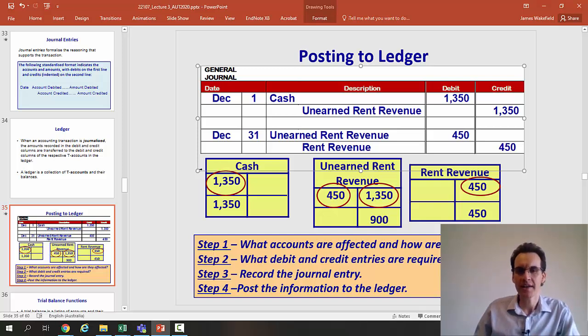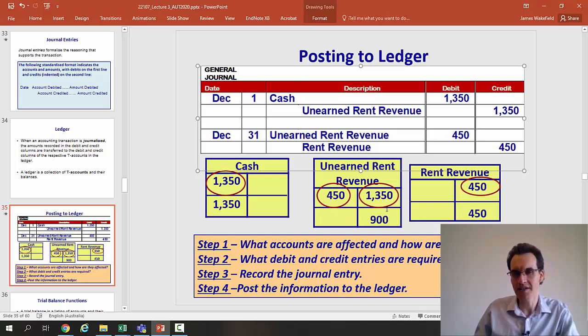So what we've done here with these three accounts in the middle, these three T accounts, we have consolidated all the information in the two journal entries above so we can work out what the final balances of those T accounts are for the purpose of reporting at the end of the period. The final balance of cash is $1,350. There was only one transaction.